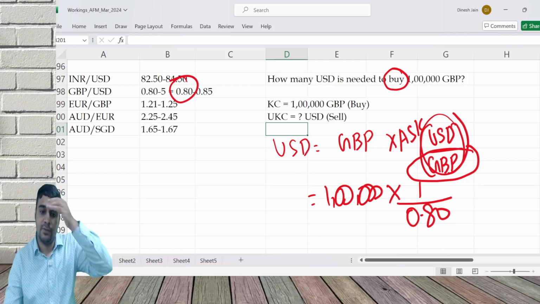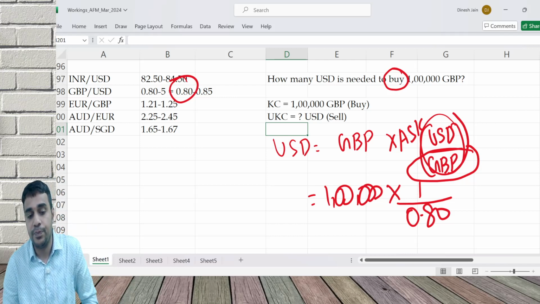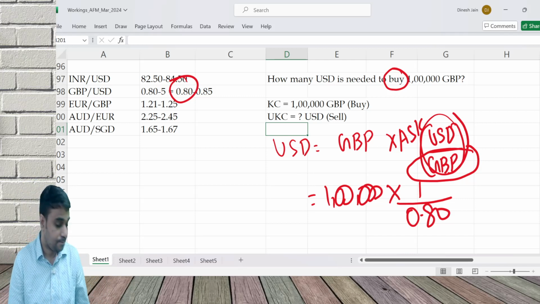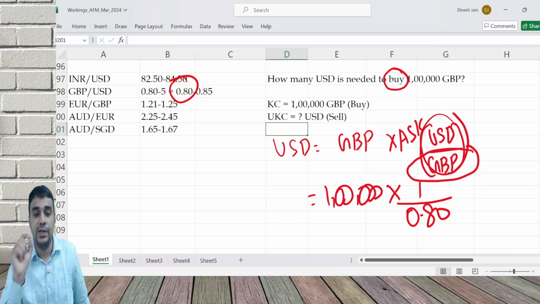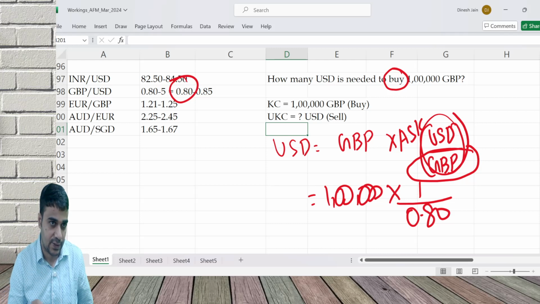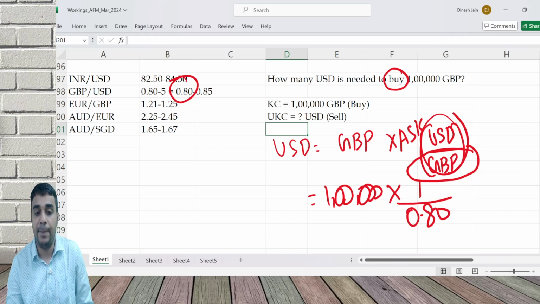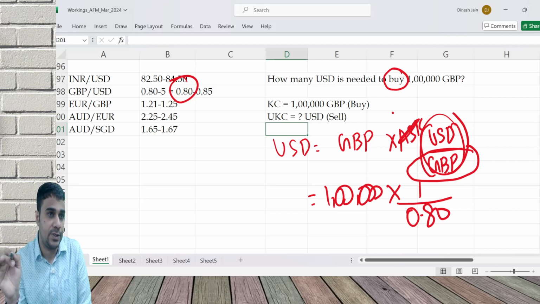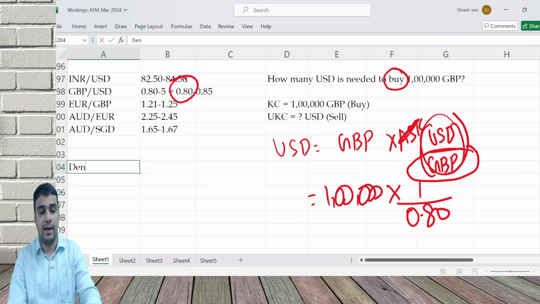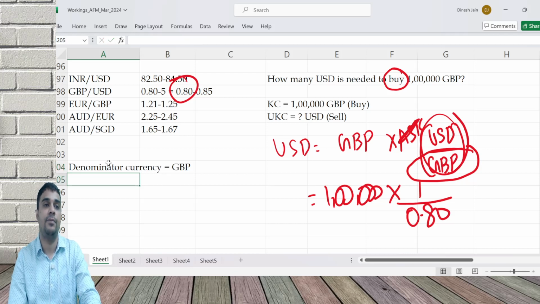Now write this: USD is equal to GBP into USD per GBP. Don't write ask first. That's the first step. Write step by step. Don't write the ask here. USD is equal to GBP into USD per GBP. Below that, write denominator currency equal to GBP.